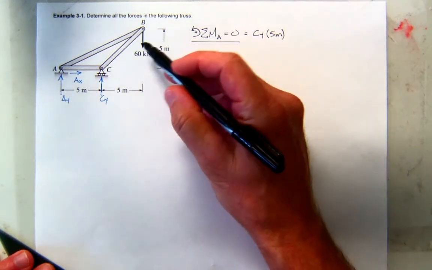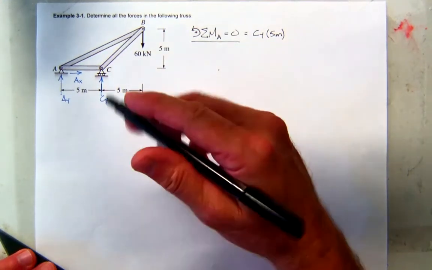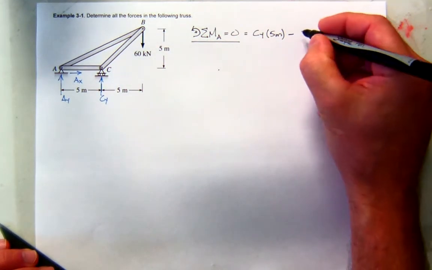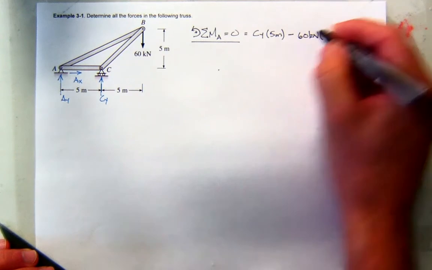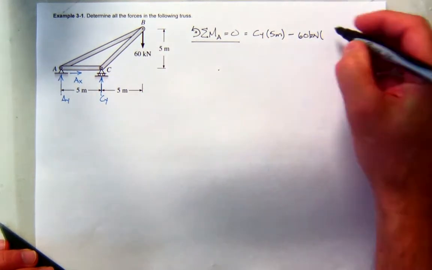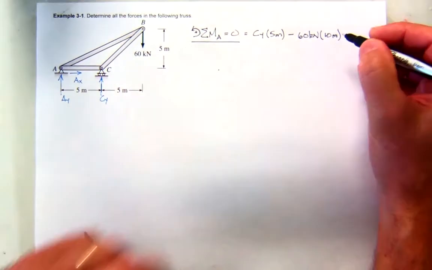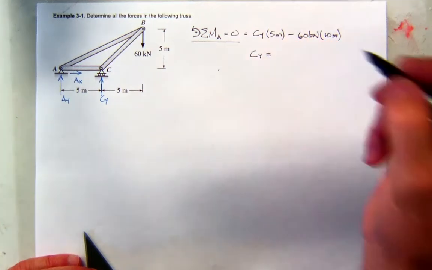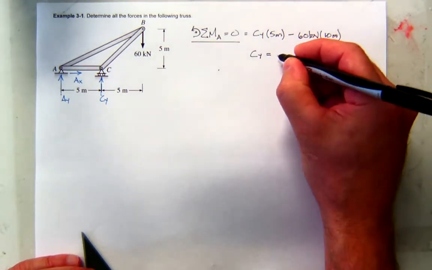Then I've got this 60 kilonewton force going down. What kind of moment does that create about A? Positive or negative? Negative. So it's negative. The force is 60 kilonewtons. And what's the distance from A to that line of action? Looks like 5 plus 5, it's 10. So we should be able to solve for CY pretty quickly. Looks like CY is going to be 120 kilonewtons, and it's positive.